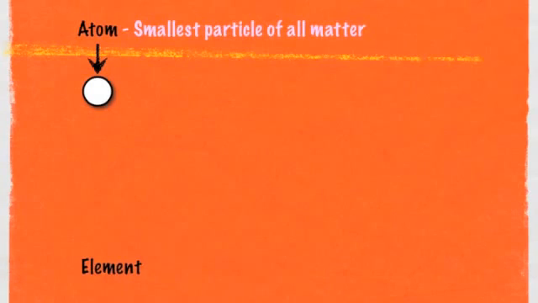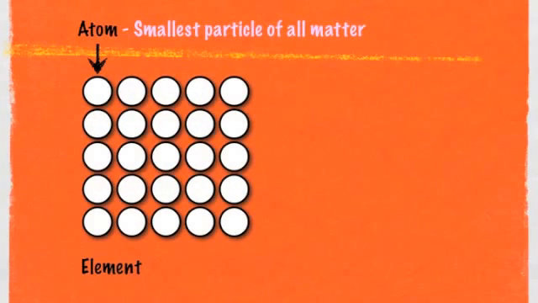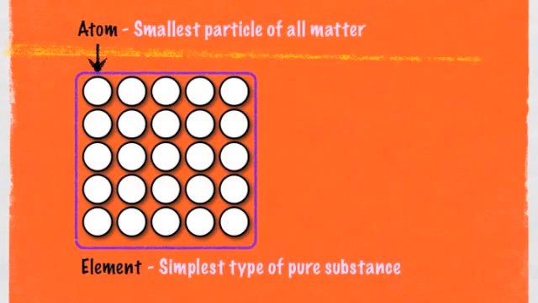Well, the best way I can show you how they're related is for you to see again that white circle there represents an atom. And if that's an atom, then this is an element. So one way in which we can define an element is that it's the simplest type of pure substance. And once again, a pure substance is something that only contains one type of particle. And you can see from that picture of an element that all of the atoms are the same.